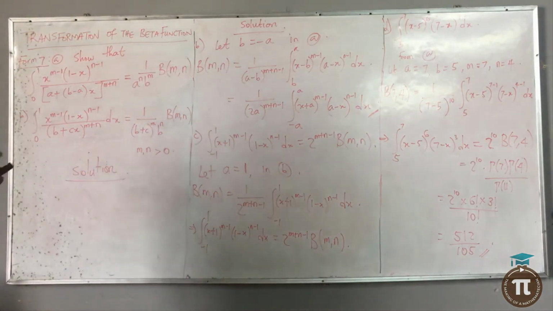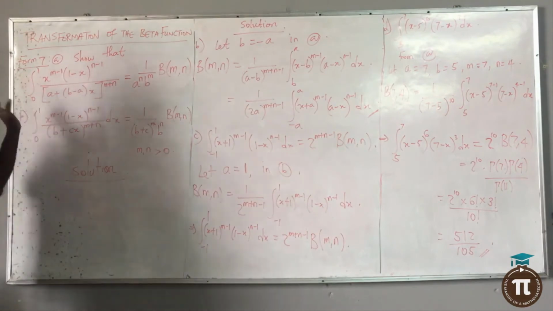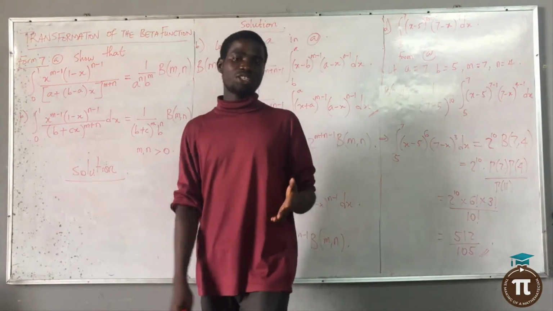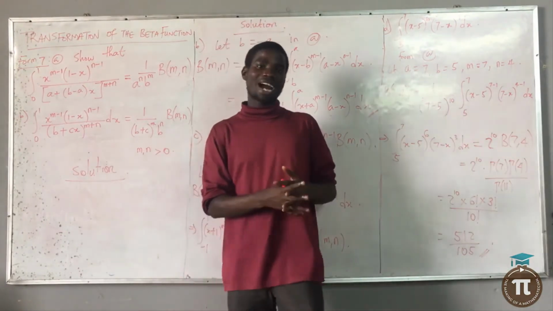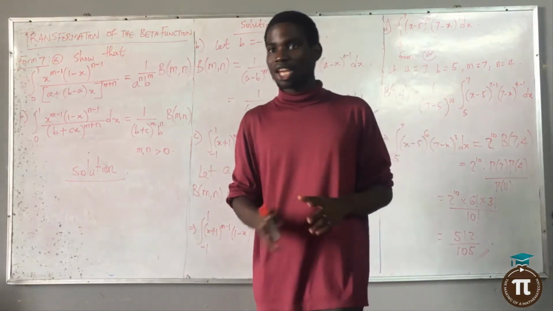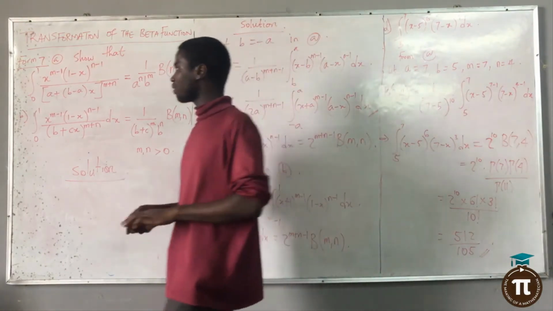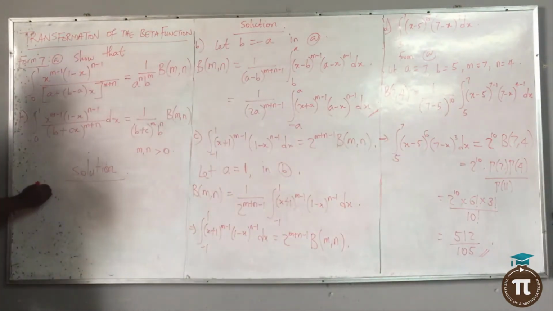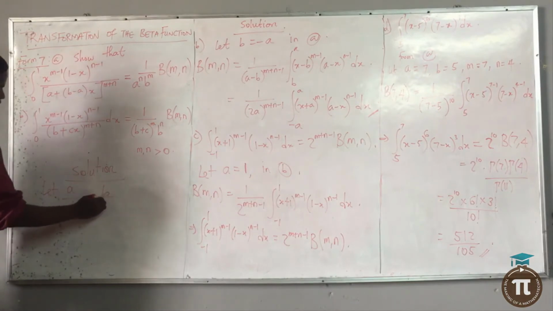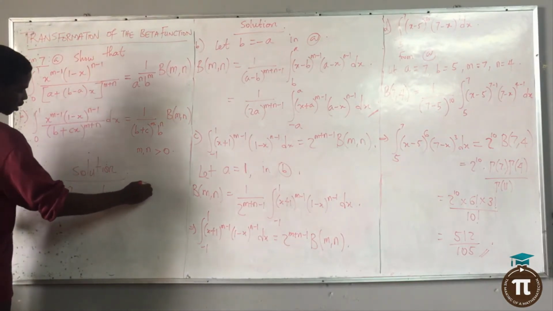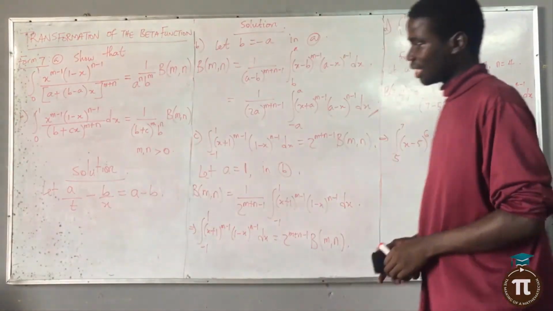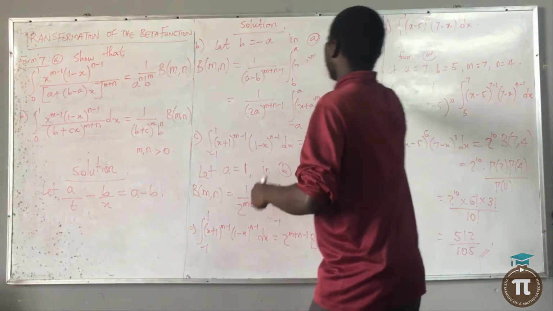This is the substitution we are going to make. The whole essence of this form, or the whole approach to solving them, is for you to just know the right substitution to make. Once you get the right substitution, it will be trivial from there. So here you let a over t minus b over x be equal to a minus b. That's the substitution I'm going to be using here.